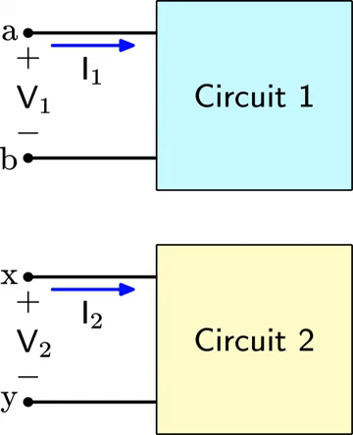Star to delta transformation equations. R_AC equals R_A R_B plus R_B R_C plus R_C R_A over R_B.